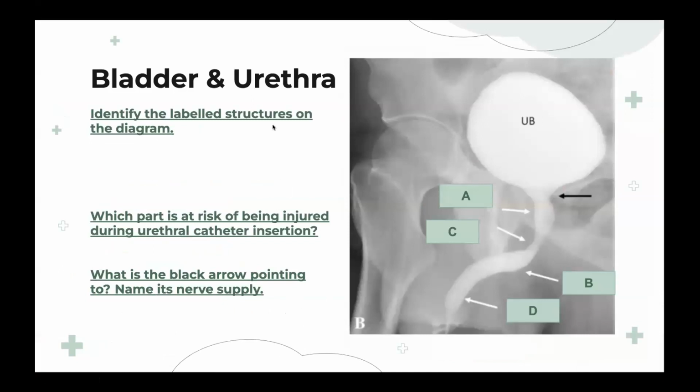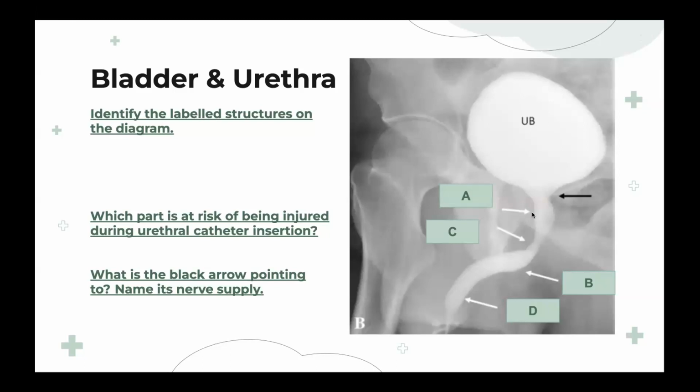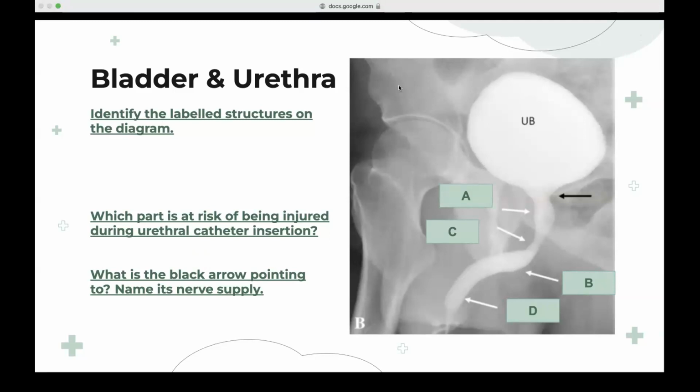Okay, now we have another urethral study. Identify the labeled structures on the diagram. What's A? Prostatic urethra. B, the membranous part. Bulbar urethra, exactly. What about C? So this is prostatic, membranous, bulbar, then penile, or spongy.